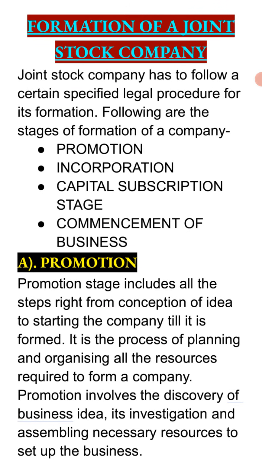If we talk about the formation of a joint stock company, there is a chronological order, a sequence, and basically four important stages are involved. The very first is promotion, the second is incorporation, the third is capital subscription, and the fourth and last is the commencement of business. We will discuss today the very first stage, that is promotion.